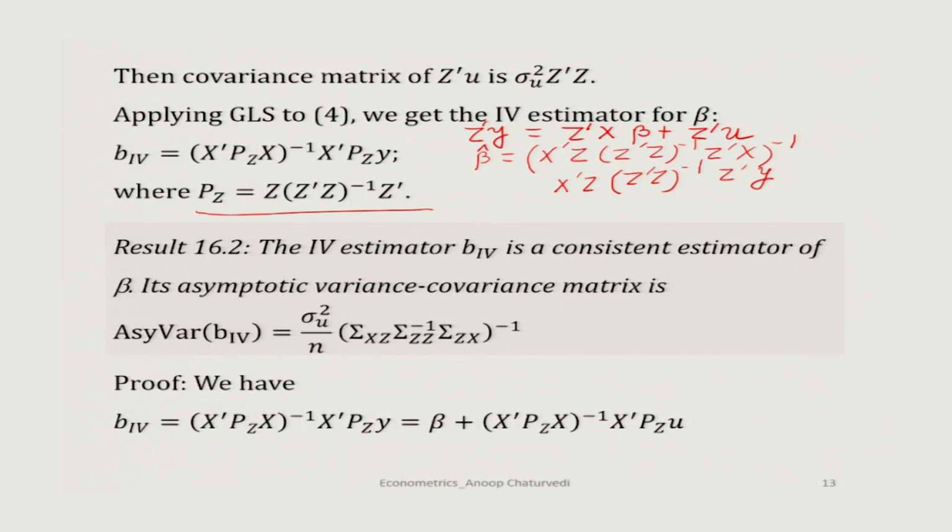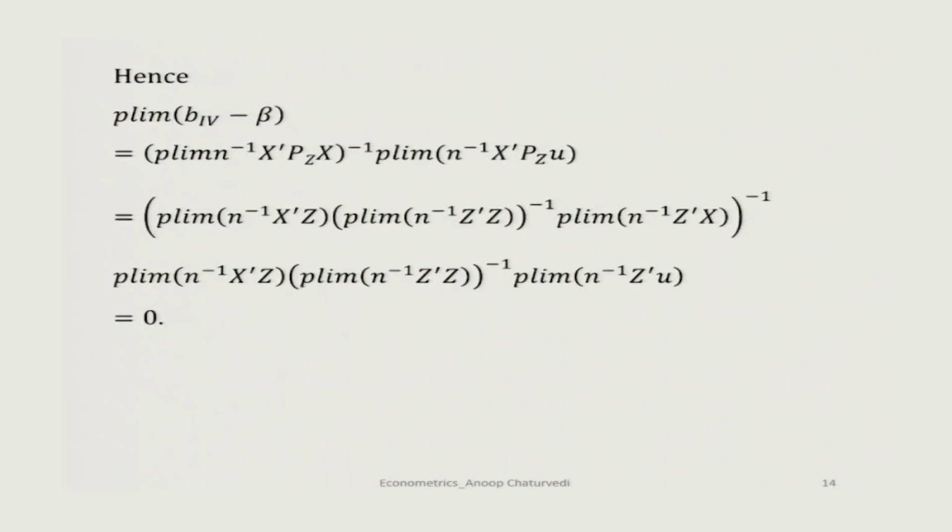Again, to prove the consistency and to derive the asymptotic variance covariance matrix of B I V, we write B I V equal to x transpose P z x inverse x transpose P z y, then we substitute y equal to x beta plus u. So, you get beta plus x transpose P z x inverse x transpose P z u. From here we obtain the probability limit of B I V minus beta equal to the probability limit of n inverse x transpose P z x whole inverse, times the probability limit of n inverse x transpose P z u.